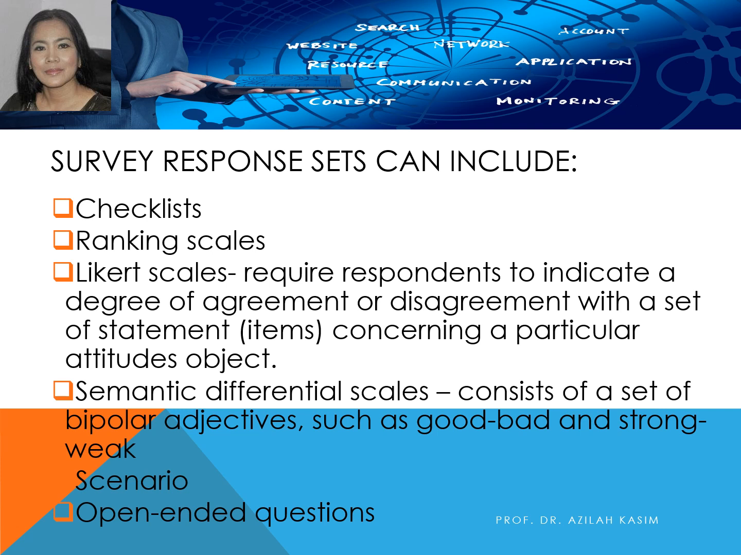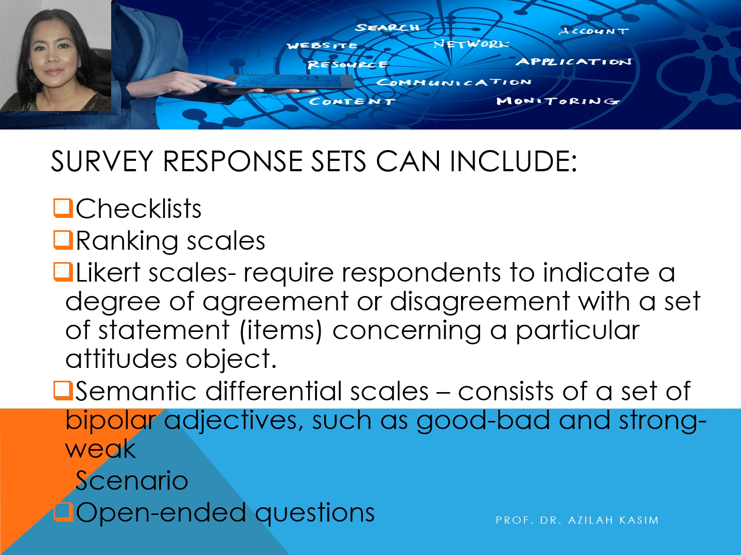So that's why when you do a response set, you can include checklists, you can include ranking scales, Likert scales. You can use semantic scales. Semantic means using adjectives. Yeah, that is from one range to another. Like for example, good to bad, strong to weak. You can use scenarios. Yeah, you can give them a scenario, and from that scenario, they can give an answer. And you can also ask them open-ended questions.